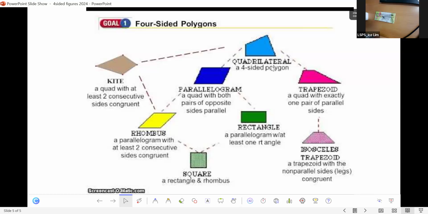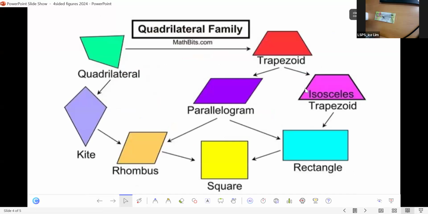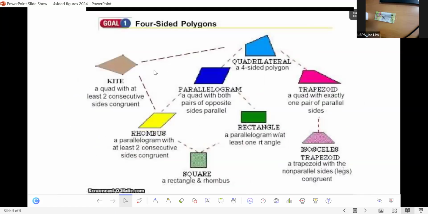So you have this thing called the quadrilaterals, and you realize that it goes branching downwards. Now, another example is this one. This is a cleaner example. And you realize that, okay, what happens is as more properties are added to specify the shape, it gets a different name. So, for example, all four-sided figures are called quadrilaterals. As long as the shape has four sides, it's called a quadrilateral.